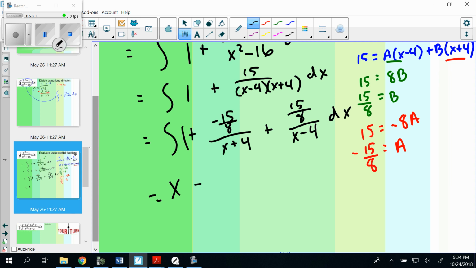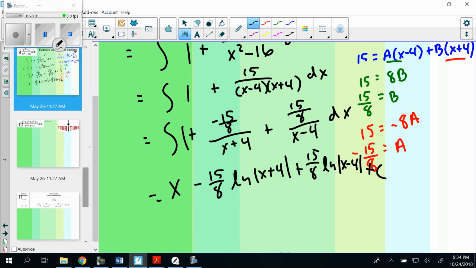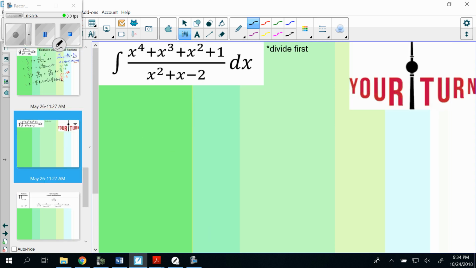Antiderivative of the next one would be negative 15 eighths natural log of absolute value x plus 4. The next one would be 15 eighths natural log of absolute value x minus 4. And always our plus constant there. And that would be the answer. So if the numerator is equal to or bigger in degree than the denominator, divide first.